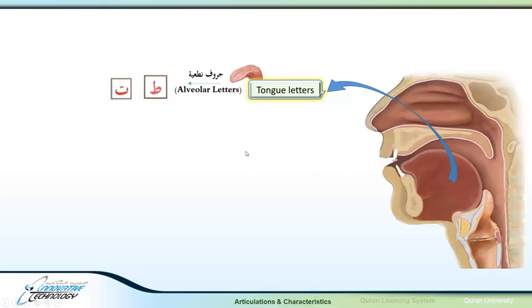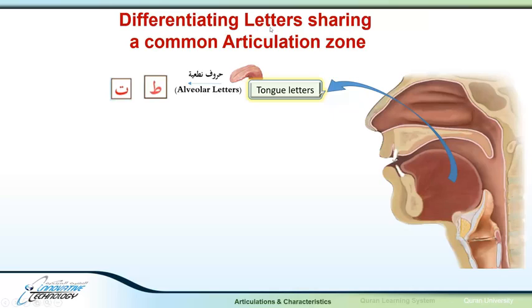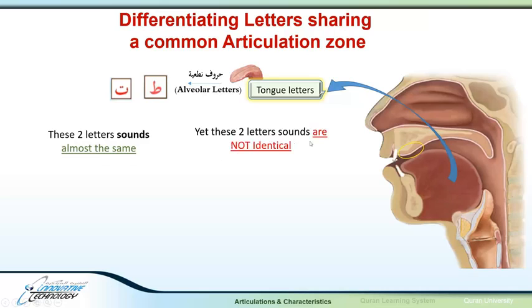We have now the question, which is, how can we differentiate those letters sharing a common articulation zone? And to answer that, we look at those 2 letters. These 2 letters sound almost the same, but they are actually not identical. The sound is not exactly the same. There is a difference between the 2.